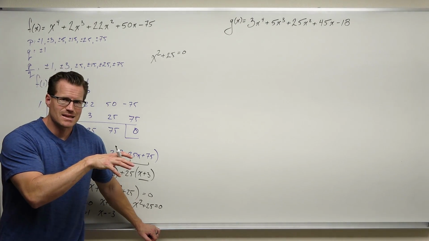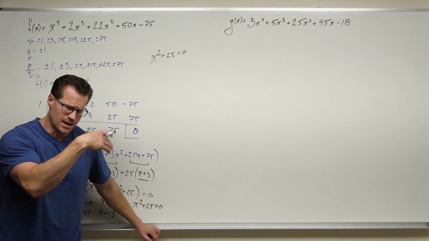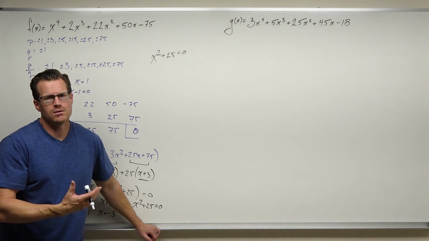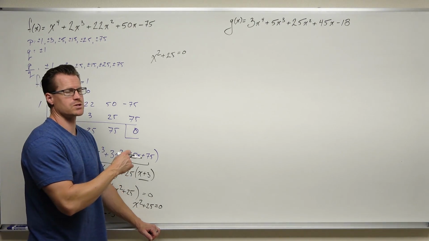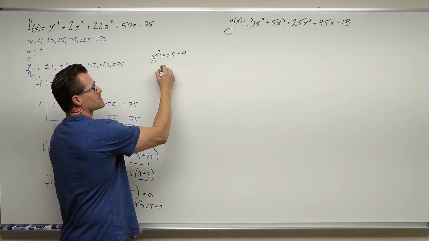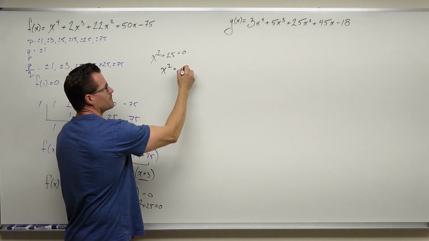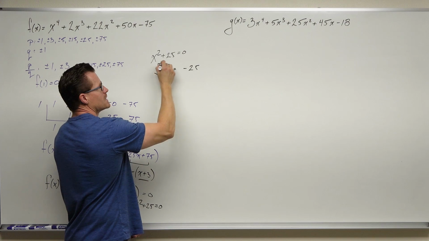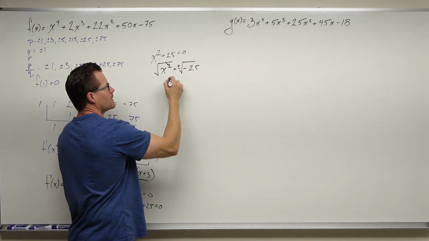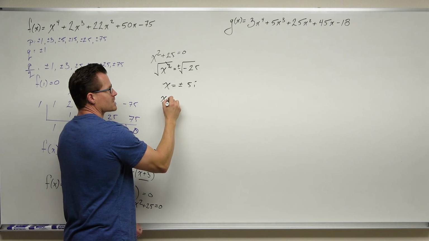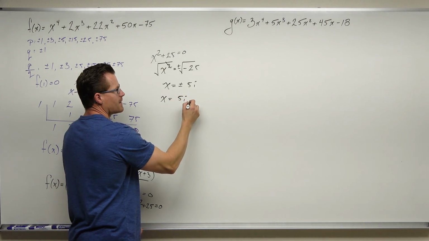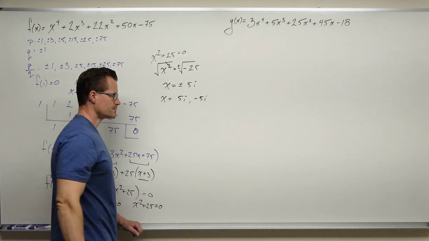If you get some i's in there by a negative discriminant, a negative inside your square root, well, then you know that you have some complex numbers. If you don't, well, then you have real numbers, and you have 4 real solutions. Here, we are able to subtract 25, take a square root, and get x equals plus or minus 5i. And that gives us 2 additional solutions, 5i and negative 5i.